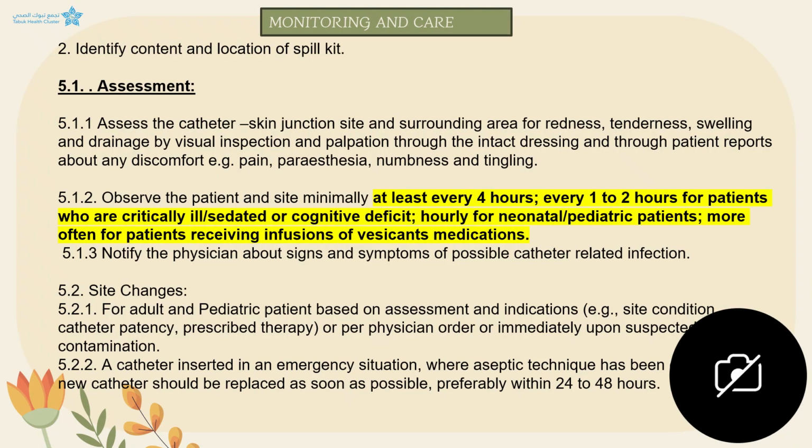Then monitoring and care, or the maintenance. You have to identify the content and the location of the spill kit in your department. This is the most important. And then you're going to proceed with the assessment for monitoring and maintenance. Assess the catheter skin junction site and surrounding area for any redness, tenderness, swelling, and draining by visual inspection, palpation through the intact dressing, and through the patient's reports about any discomfort like pain, paresthesia, or numbness and tingling.